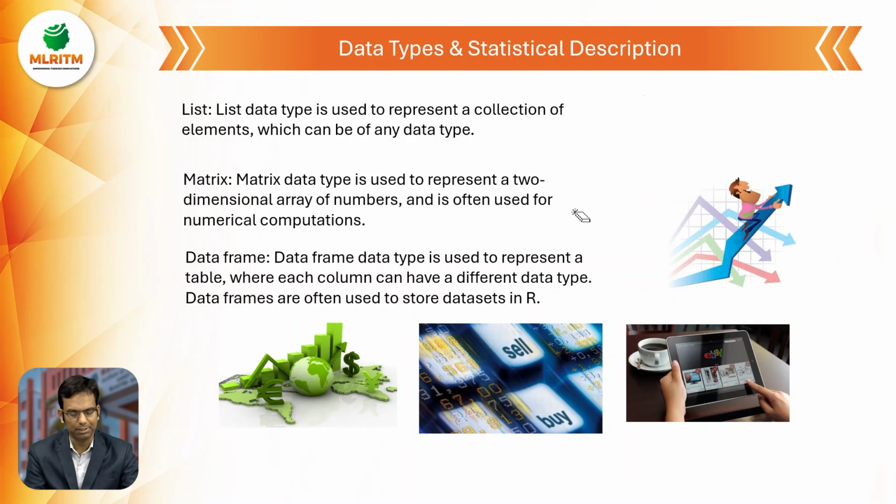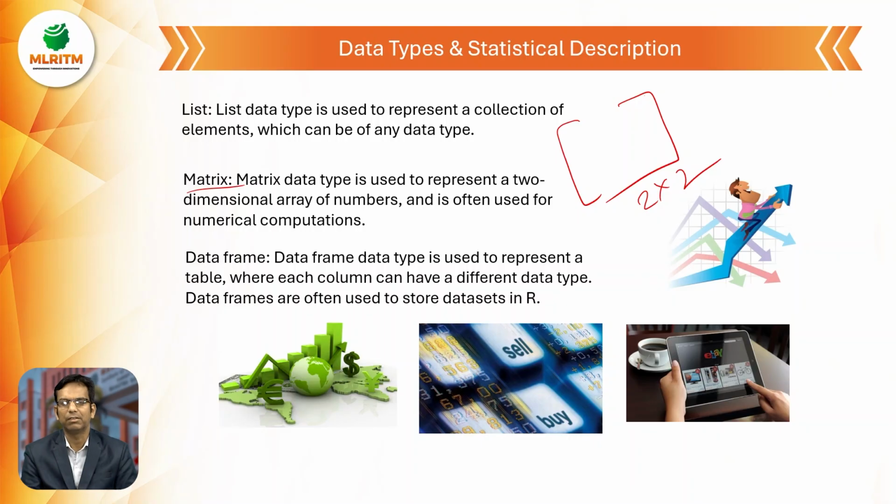Next, another data type we have is called matrix. In a matrix, we represent the data in the form of rows and columns. That is also called a tabular structure. It is also called an array, a two-dimensional array. So whenever we represent the data in a matrix form, then we will say that it is a matrix category of the data.